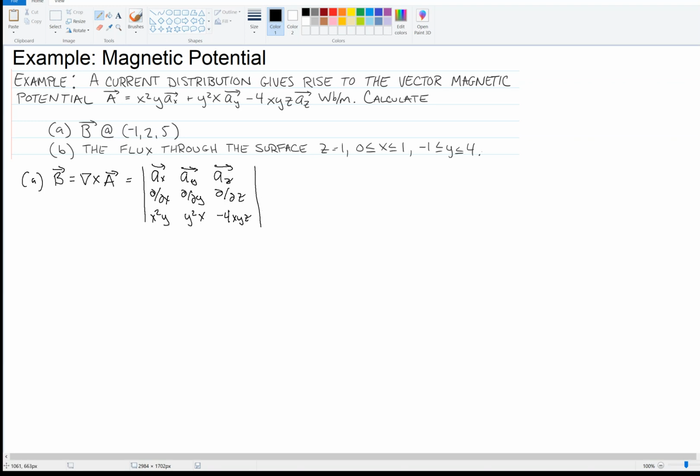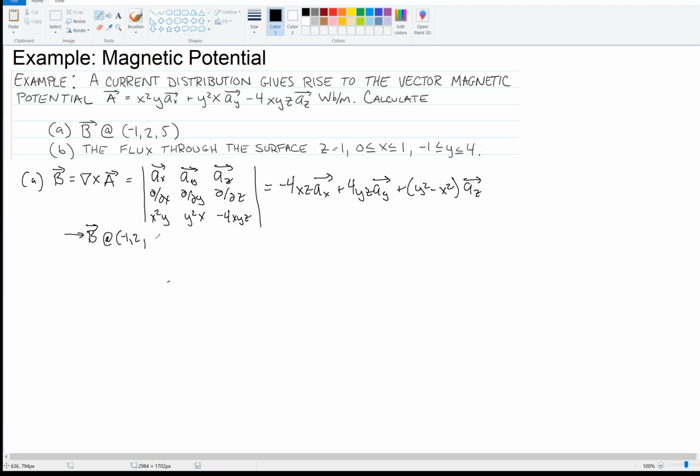Now, I'm not going to work out the details of this curl. By this point in the course, you should be very comfortable computing this determinant, computing a curl. And so when we do that, we get 4xz in the x direction, minus 4xz in the x direction, plus 4yz in the y direction, plus the quantity y squared minus x squared, all of that in the z direction. So pause the video if you want, try to get that on your own, but again, I'm not going to show those details.